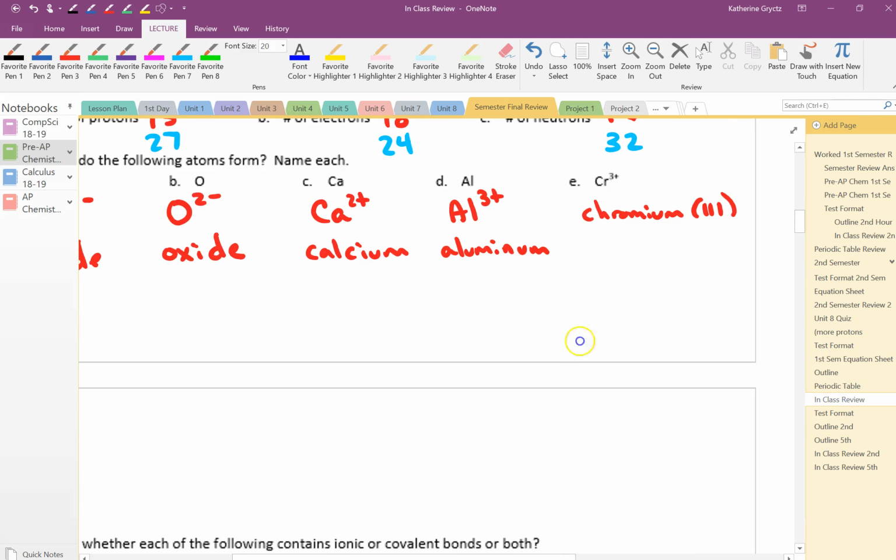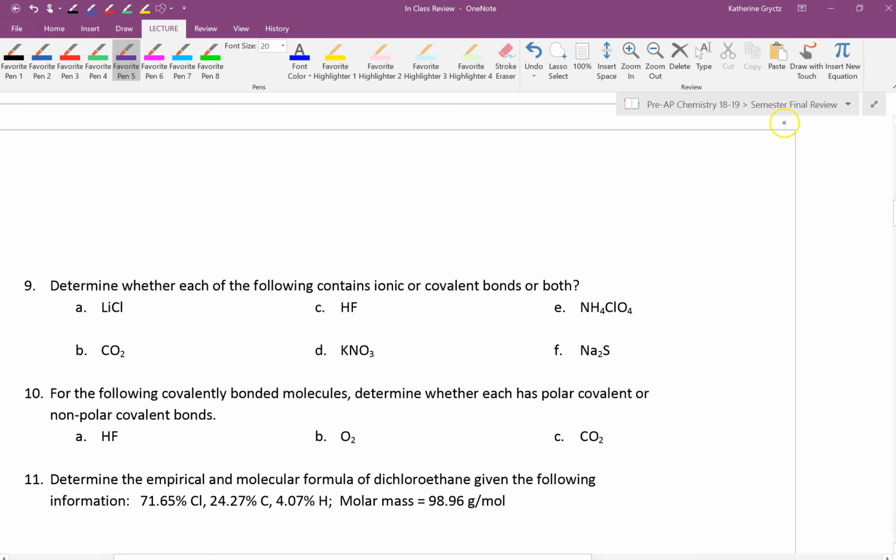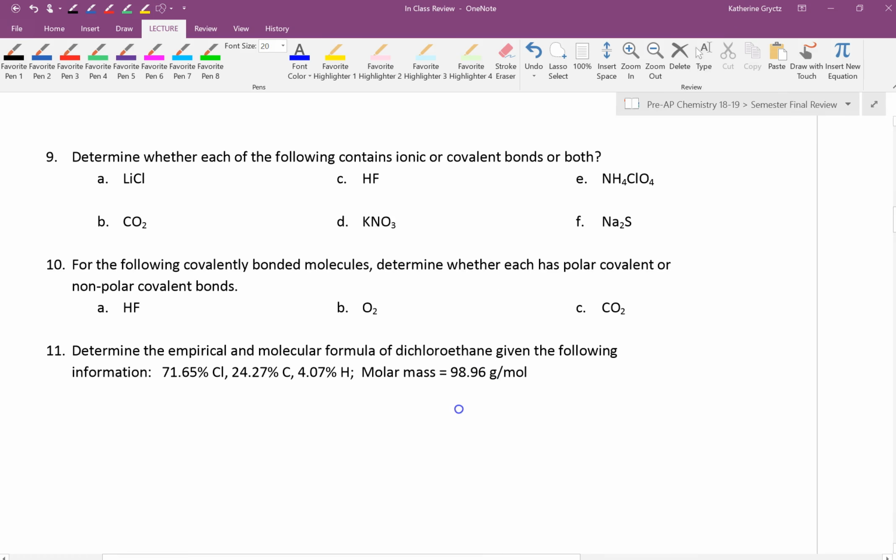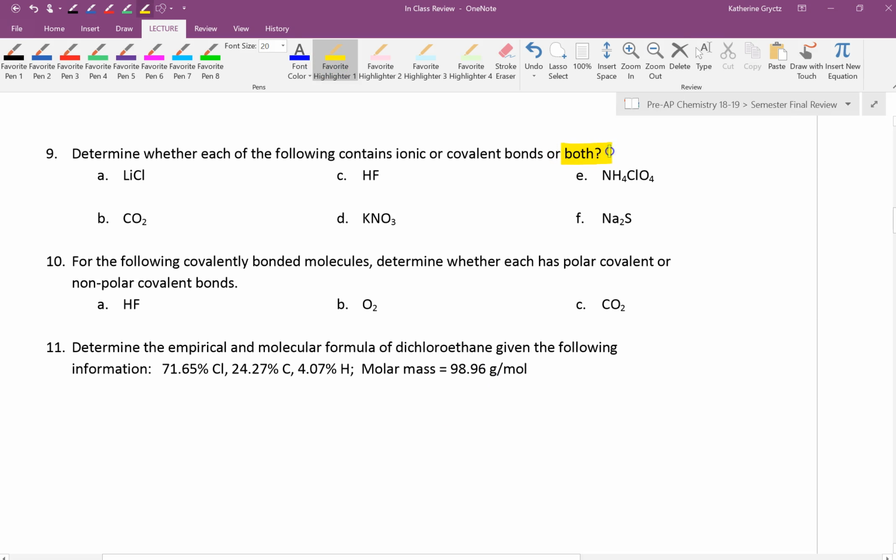So if you look at question number 9, it says, can you tell whether each of the following contains ionic or covalent bonds or both? So we haven't mentioned that, so I'm going to definitely talk about that one in a second. But if you look at A, lithium chloride, LiCl, lithium is going to be a metal, over on the left. Chlorine's a nonmetal, so we have ionic. Okay, B, carbon dioxide, CO2, both of those are nonmetal, that's going to be covalent.